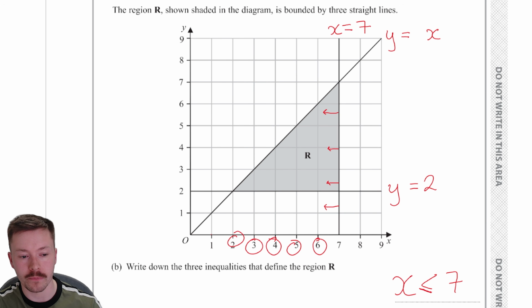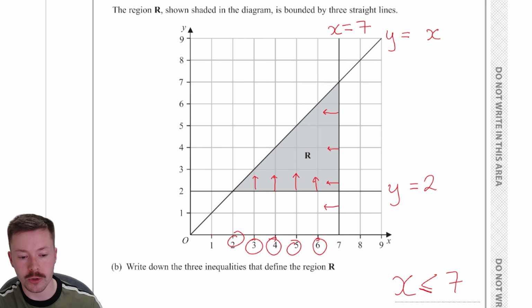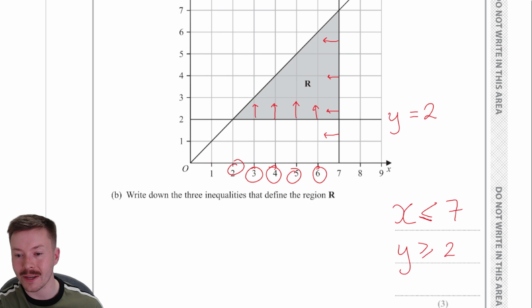Now, the next one is y is equal to 2 we're going to look at. Now, we want the y values that are above 2 because our arrows pointing into our R section are above. So we want y to be greater than or equal to, again, 2. Okay, y is greater than or equal to 2.